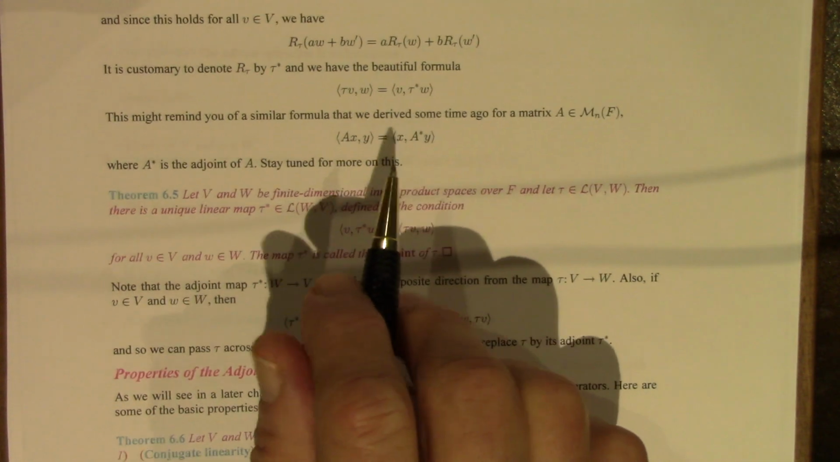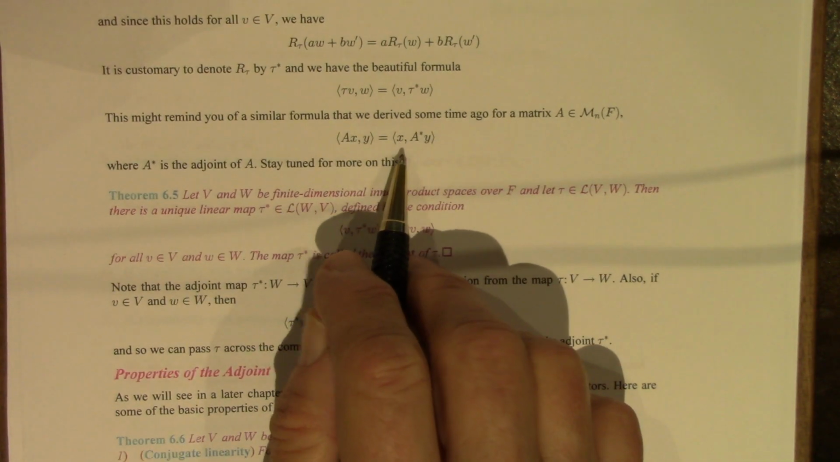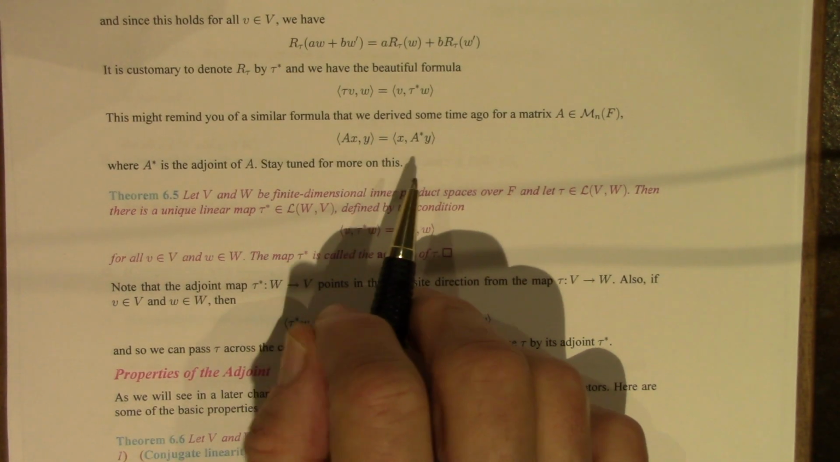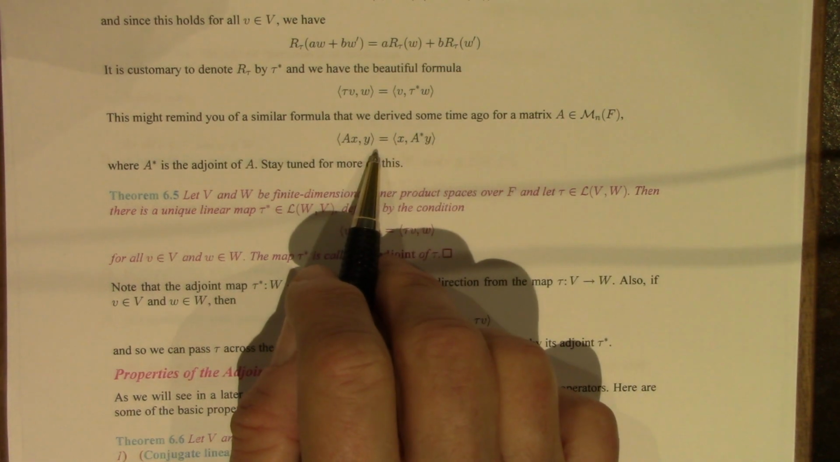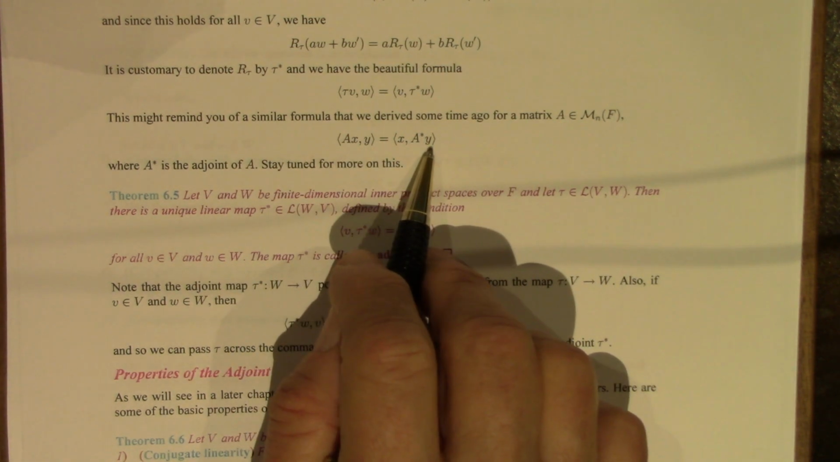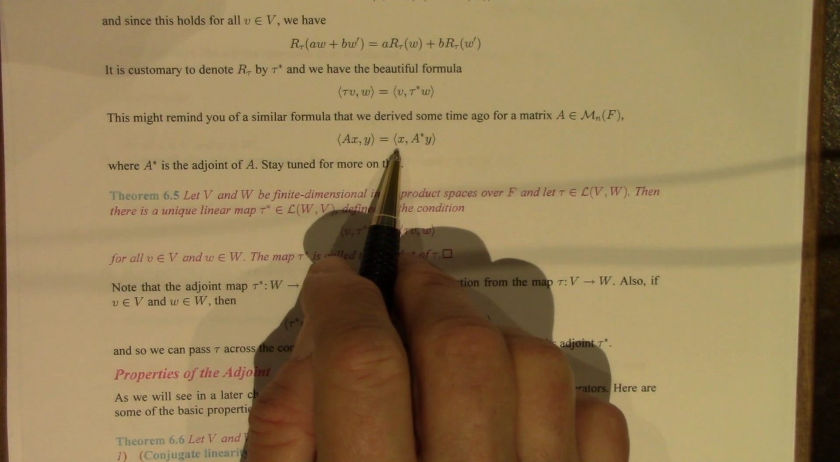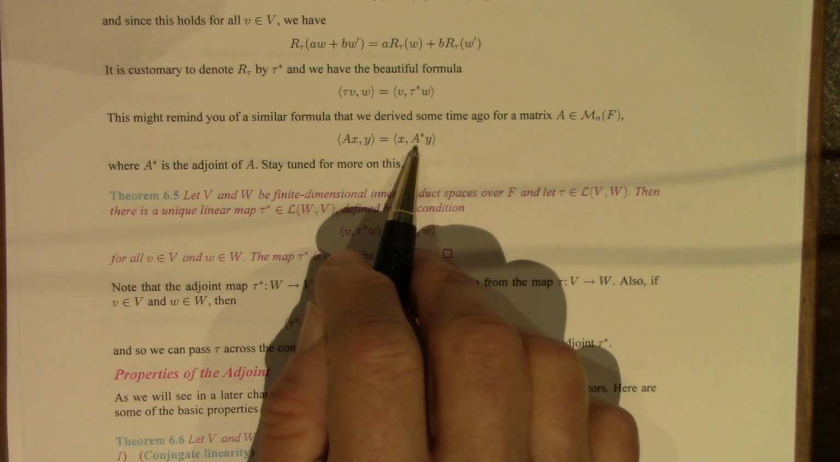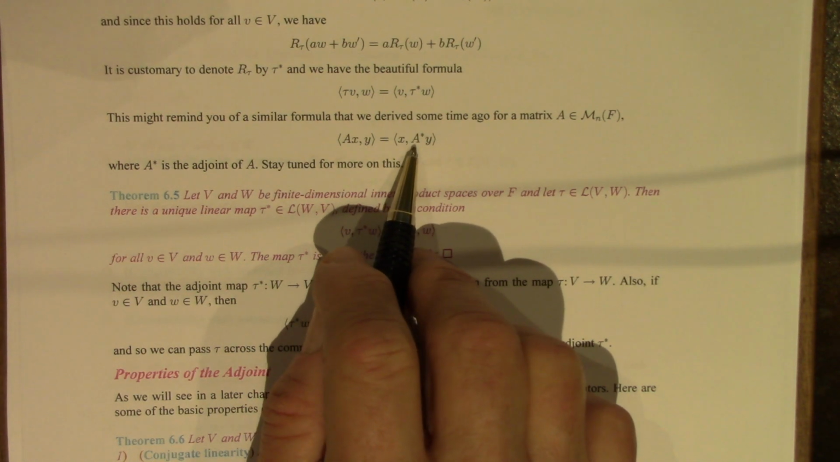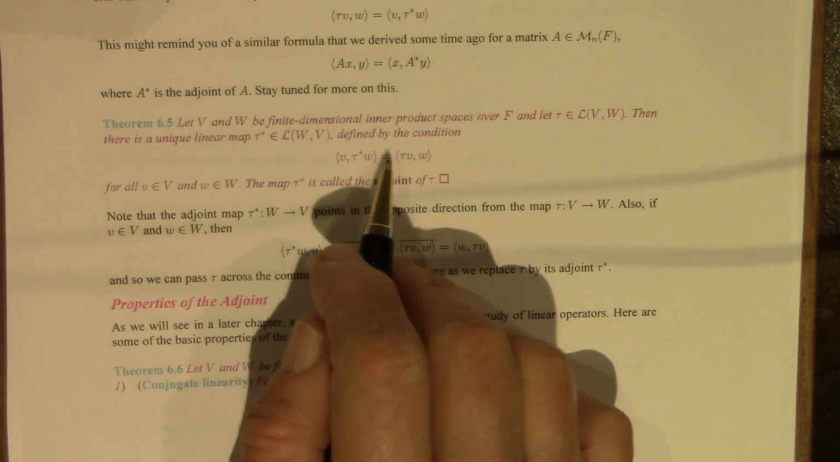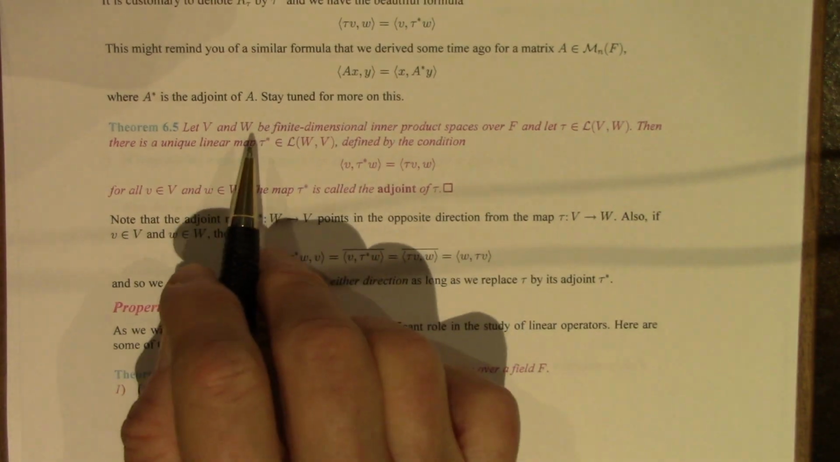And this should remind you of a similar formula that we derived some time ago for a matrix. It looks like this, same formula. A star is the adjoint here of A. And we'll come back to that.